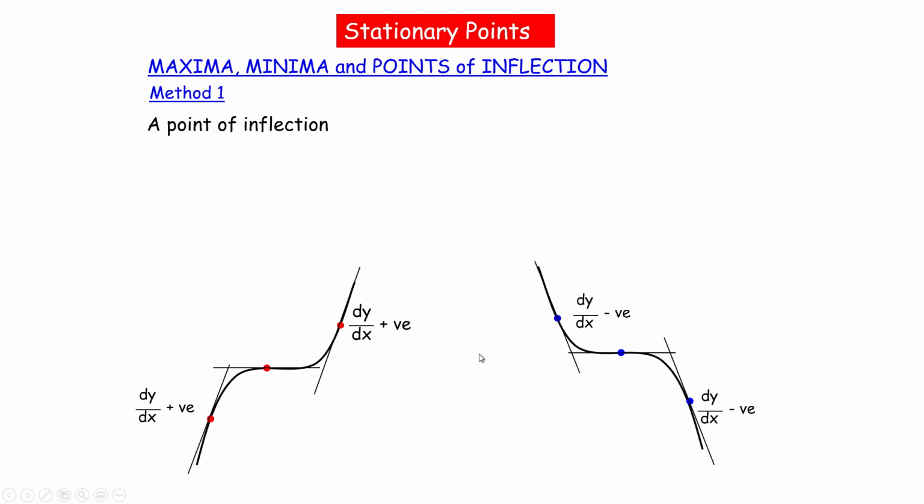So these are points of inflection. You can remember them as such: the gradient stays positive, and the gradient stays negative. Again, hit pause, make some notes. When you're ready, hit play again.